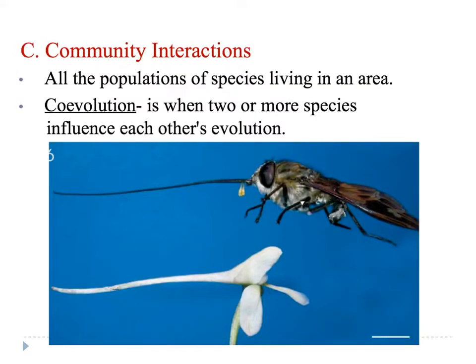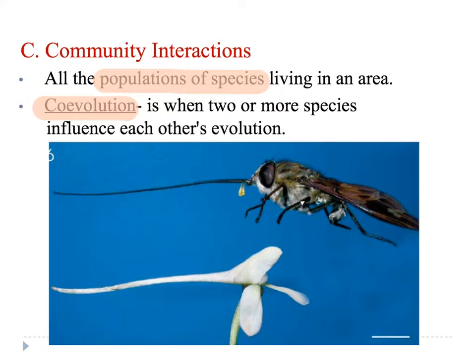So now that we talked about habitat and niche, let's look at actual community interactions. And those are looking at how species interact with each other. And we're going to look at coevolution first, which evolution happens to be my favorite topic. And that's when two or more species influence each other's change or physical appearance over time.